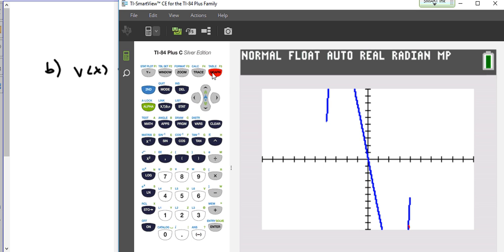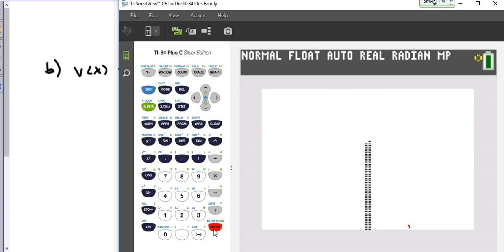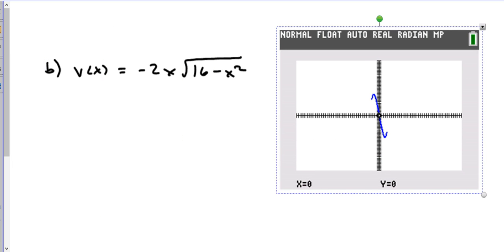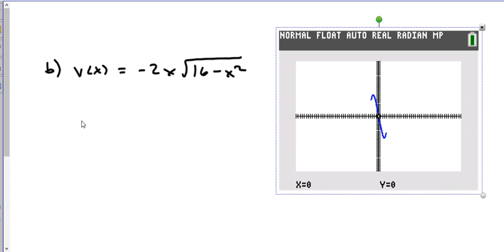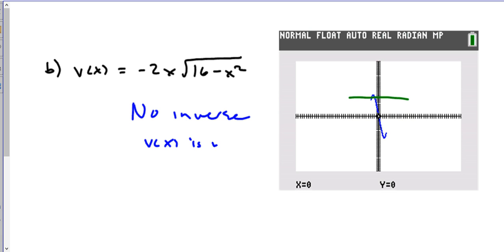Now, taking this one, I could zoom it out a little bit to get a better picture. So zoom out one time. There we go. Okay. I'll take this graph, zoomed out. Look at this one once again. Does this have an inverse? Is it 1 to 1? Well, once again, it does pass the vertical line test. Yep. However, it doesn't pass the horizontal line test. No inverse. All right, v of x is not 1 to 1. So that doesn't work out very well for us.